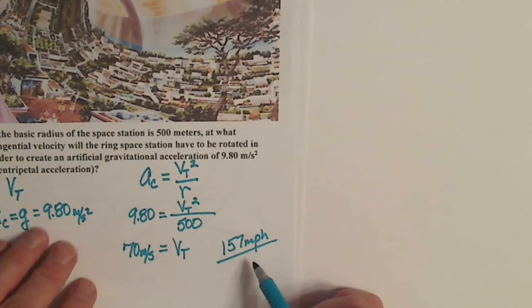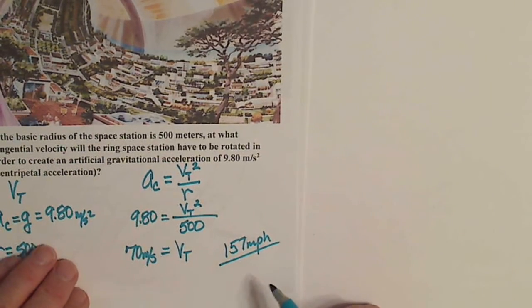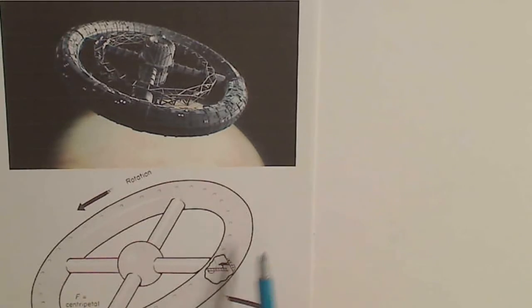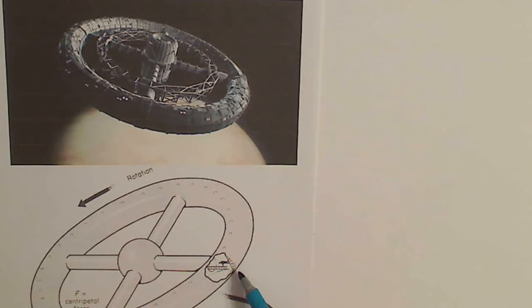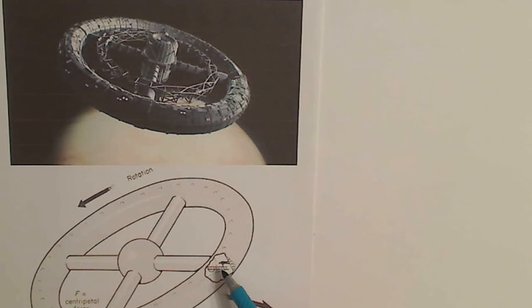Some good questions you may want to think about: what would happen if we took the radius of the space station right here, instead of making it 500, would it be better if I made it 1,000, made it bigger? Or would it be better if I made it smaller? What would be a really good radius to have so that this thing isn't spinning around making everybody dizzy, but it still provides gravity?